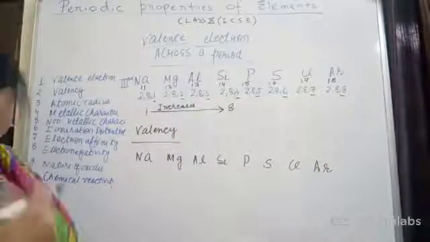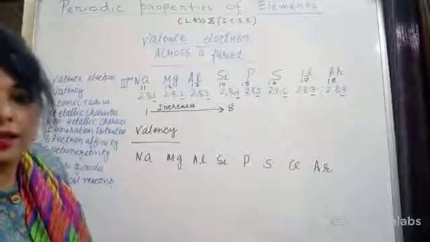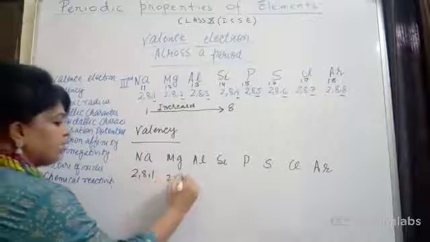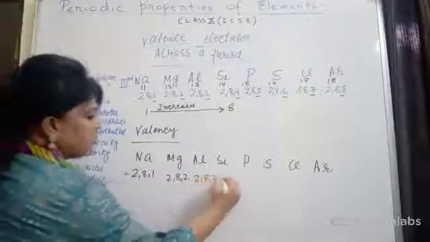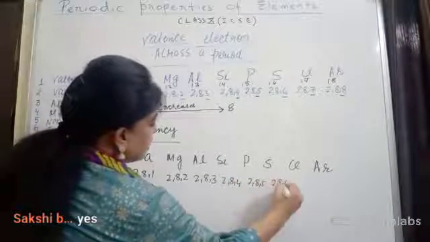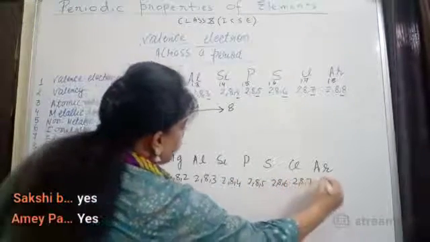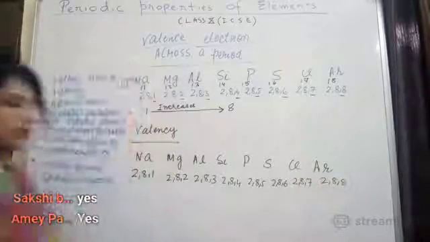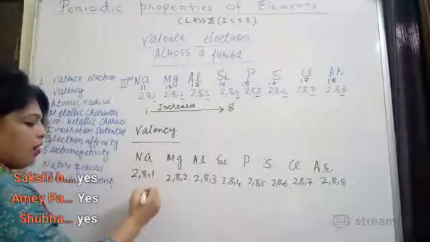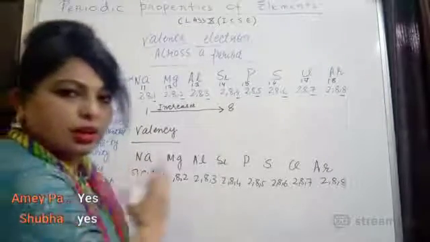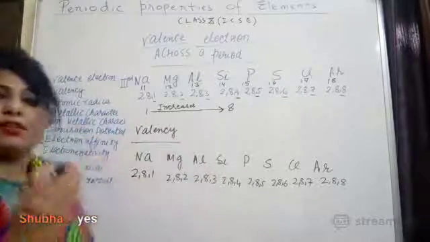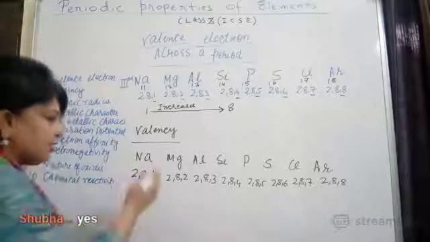Now how do we decide the valency? Obviously on the basis of valence electron. So the electronic configuration will become 2 8 1, 2 8 2, 2 8 3, 2 8 4, 2 8 5, 2 8 6, 2 8 7 and 2 8 8. You can see the valence electrons are increasing. Now whenever you move left to right across a period, you will observe valency first increases then decreases. Let's find out.